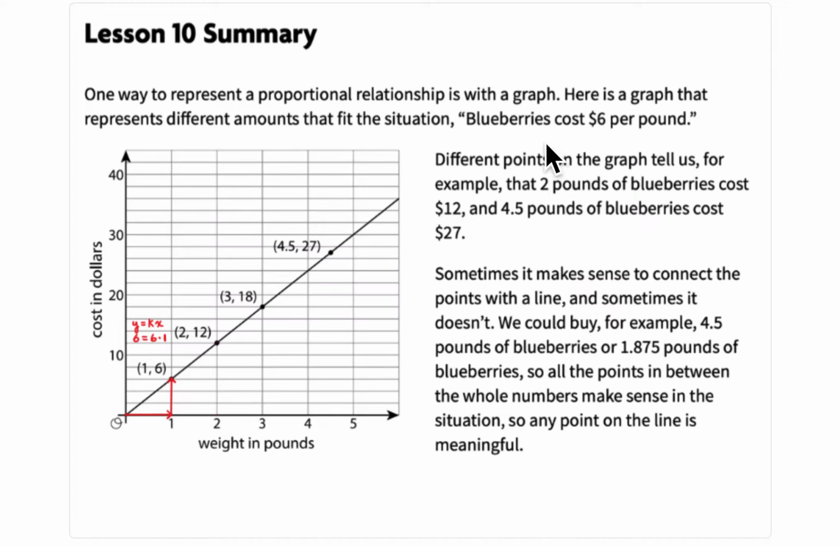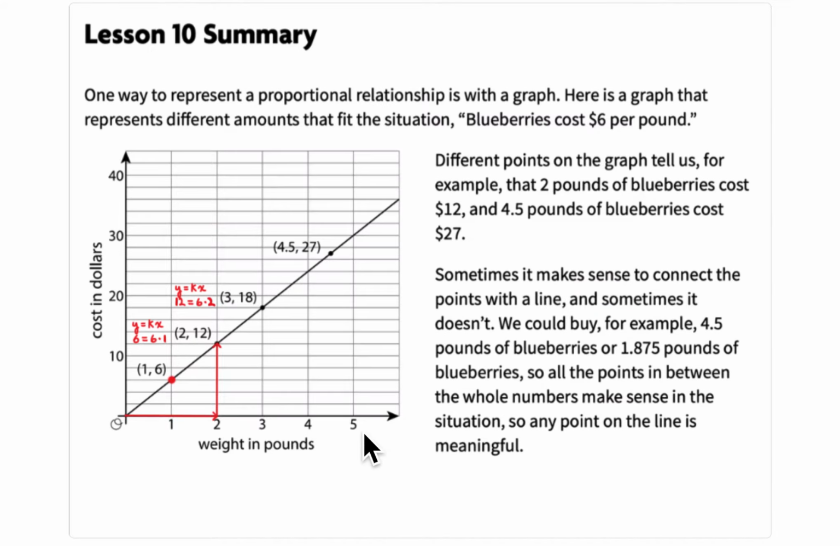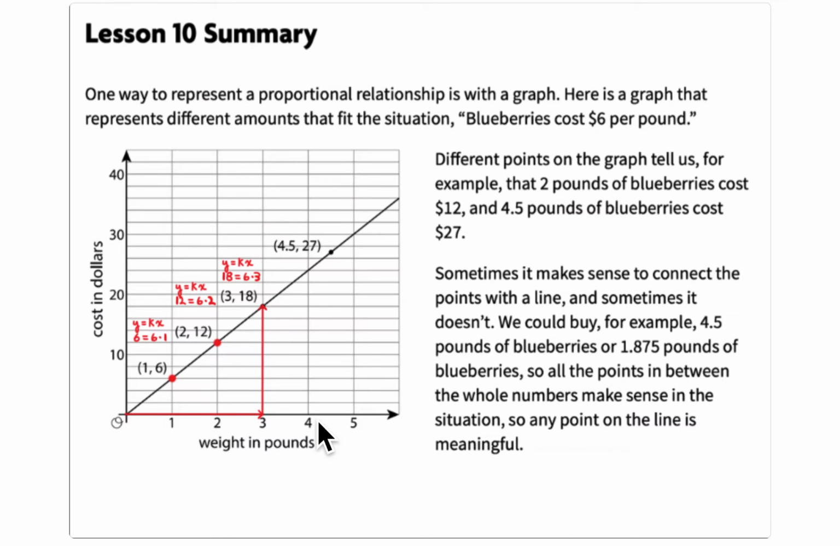It tells you that the cost in dollars of the blueberries is proportional to the weight of blueberries that you buy. So what are the pounds of blueberries that you purchase? If you purchase 1 pound, it's going to cost you $6. 2 pounds are going to cost you $12. 3 pounds are going to cost you $18. So every time it's $6 per pound, but then it's times the number of pounds you purchase.